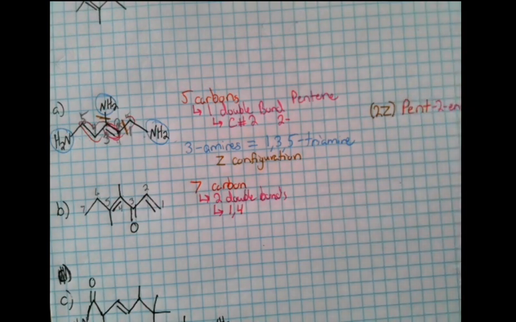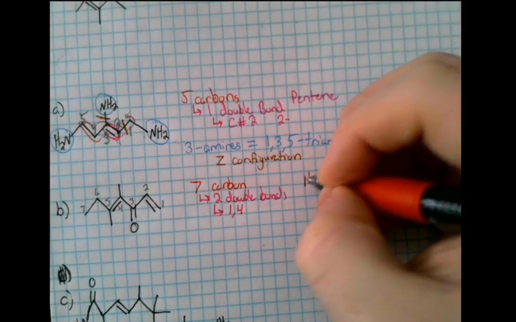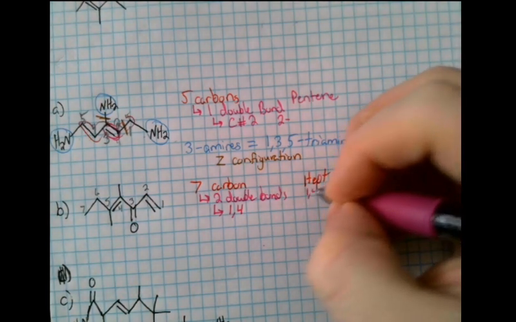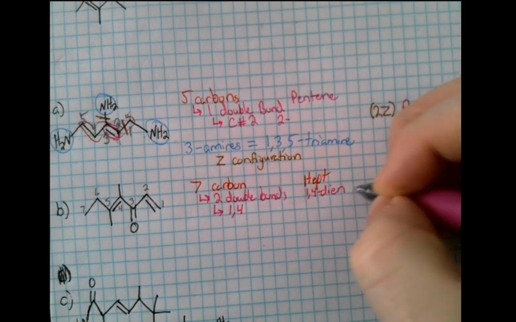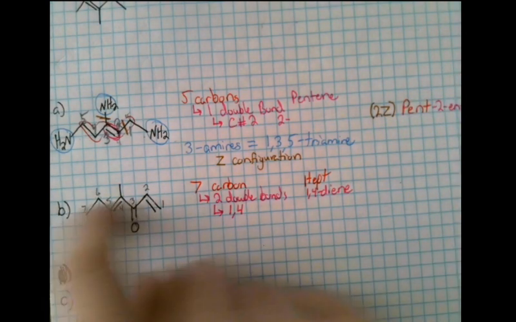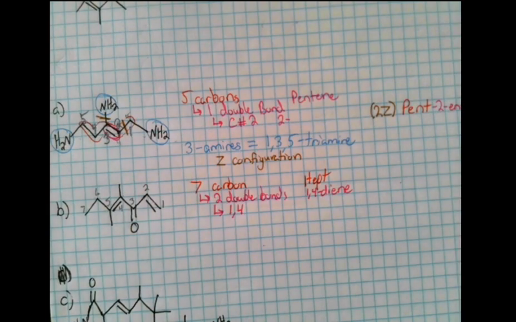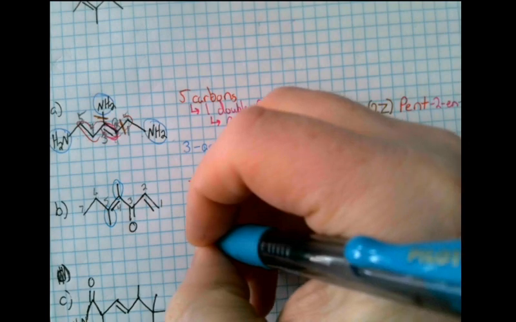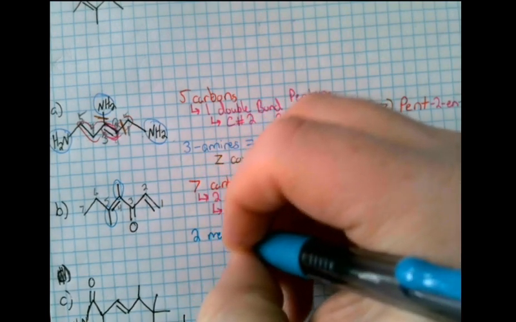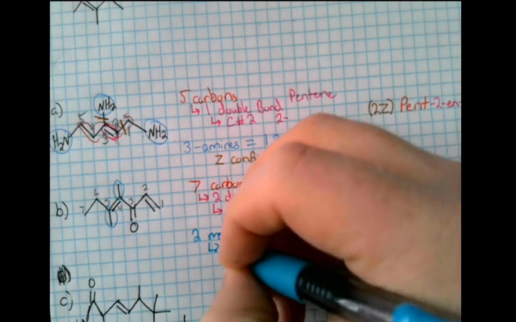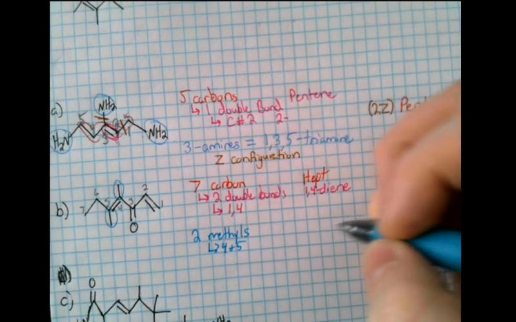So this will be hept. So it'll be 1, 4 diene. So that gets us our parent chain out. Now we just have the other pieces hanging off. So we've got these two. That's 2 methyl groups. It's on 4 and 5.